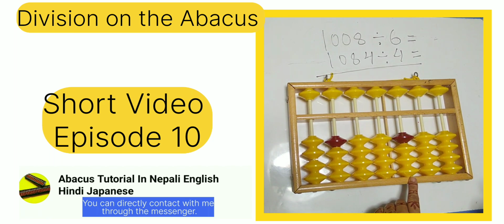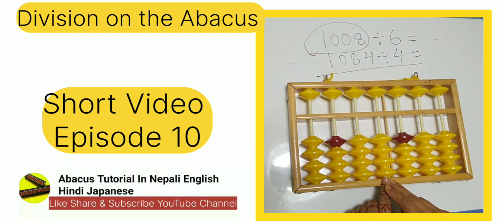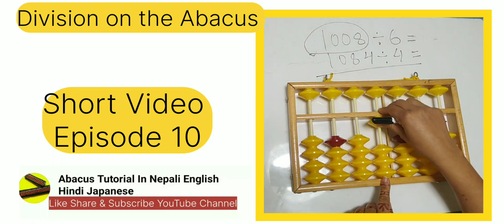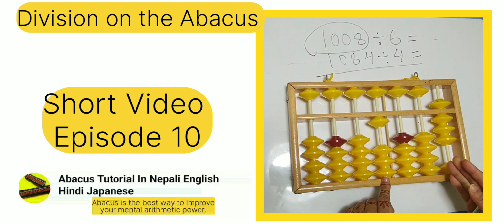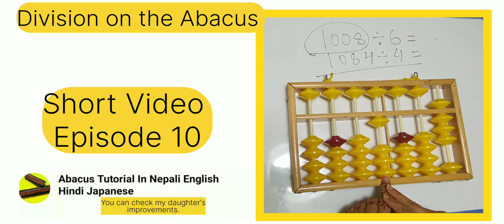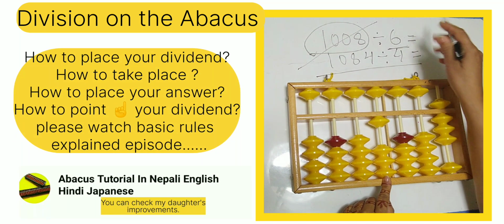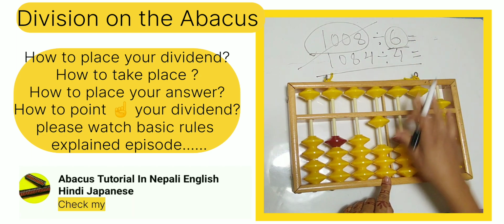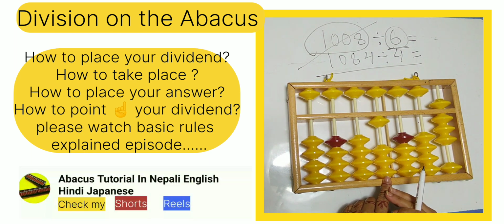This is my marked rod and I'm going to place my dividend on the abacus from this rod: 1008. So let's start to divide. You don't need to watch here. So the divisor is 6, and the dividend is on the abacus. Start from the highest place.